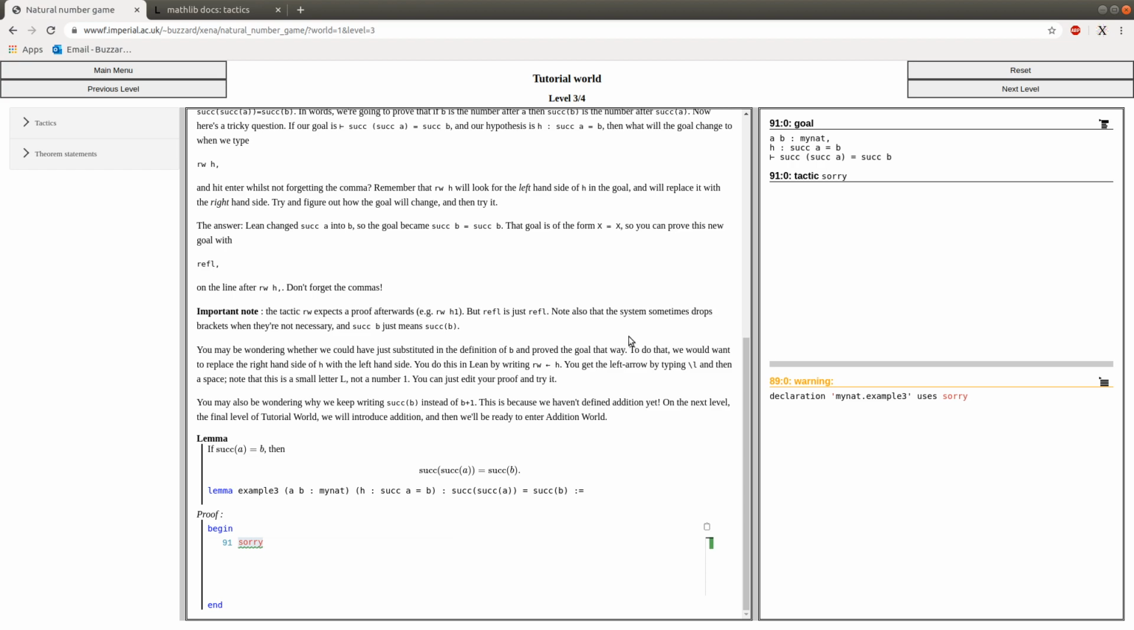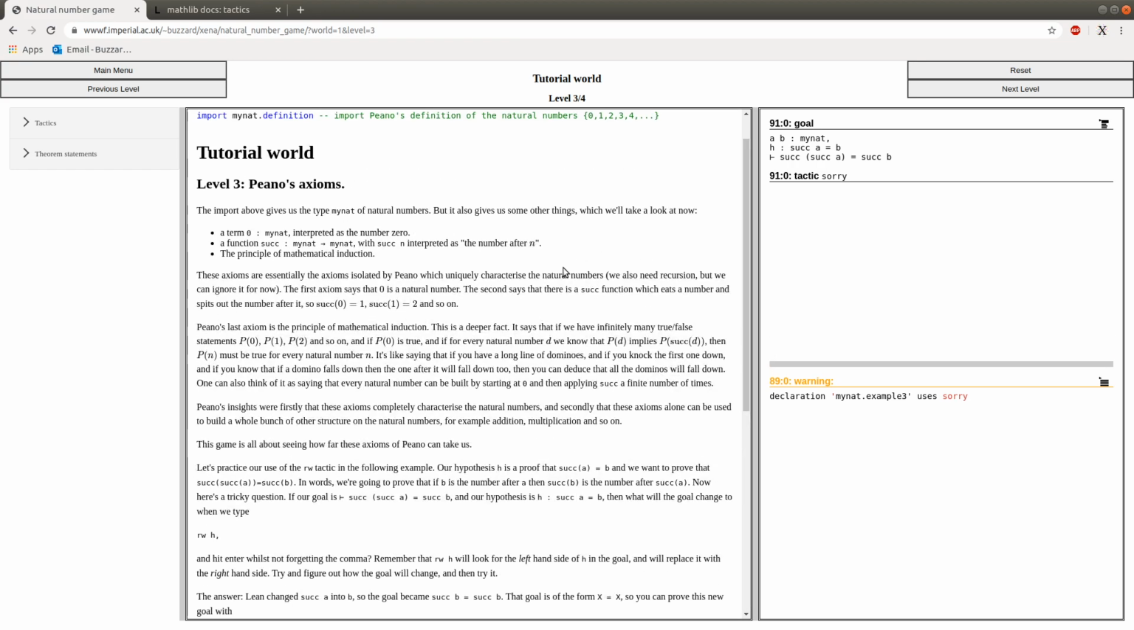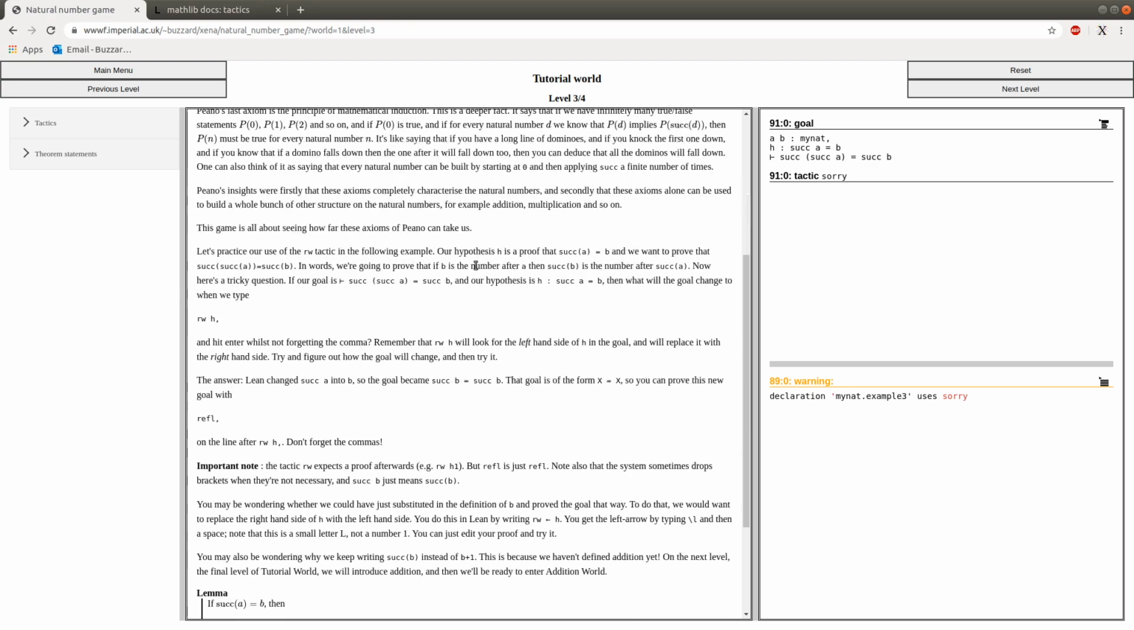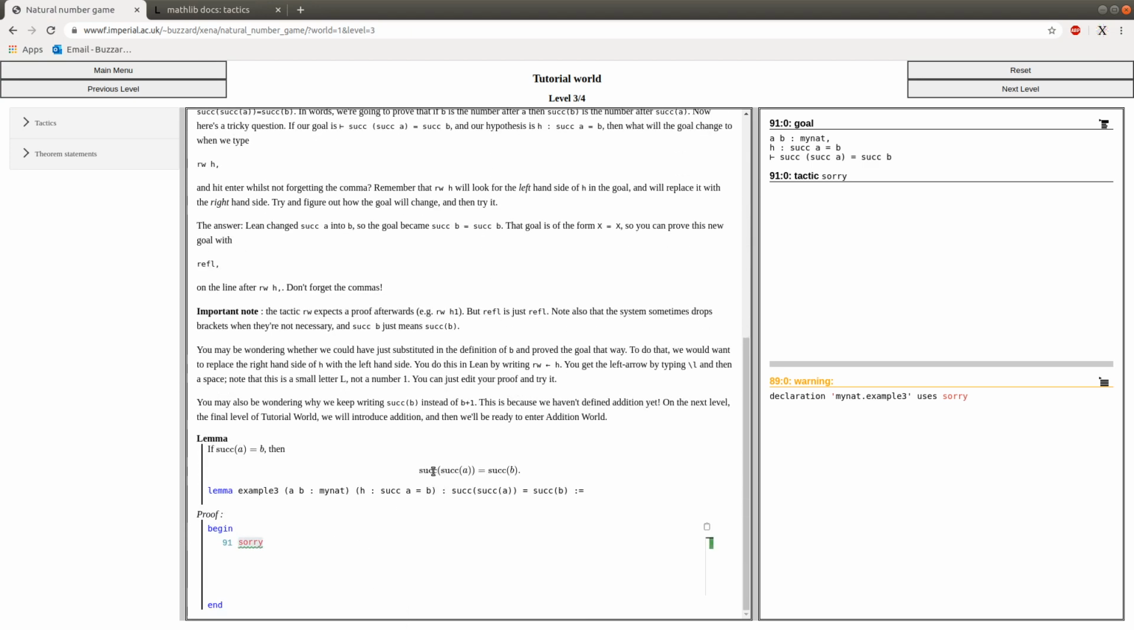So maybe I should tell you Peano's axioms. Have we got Peano's axioms up here? Great. Peano's axioms say that 0 is a natural number, and they say the successor of a natural number is a natural number, and that's it. And so this succ means the number after. So what's this lemma here? I see the lemma says if the number after A is B, then the number after A is the number after B. And again, how are we going to prove that?